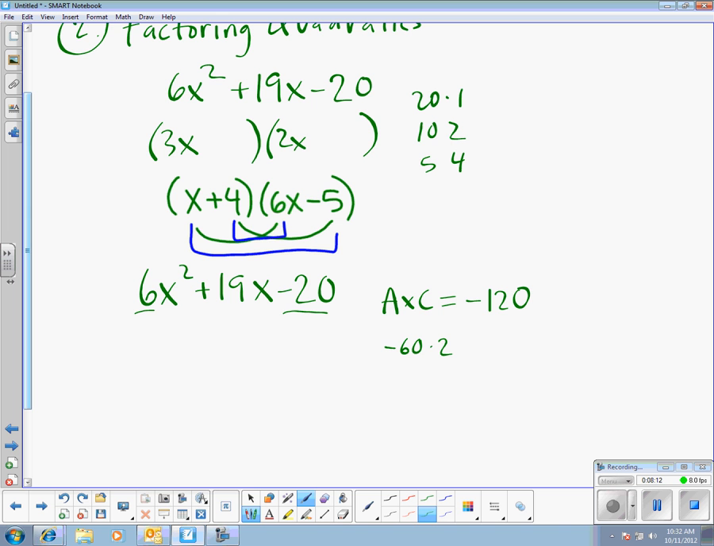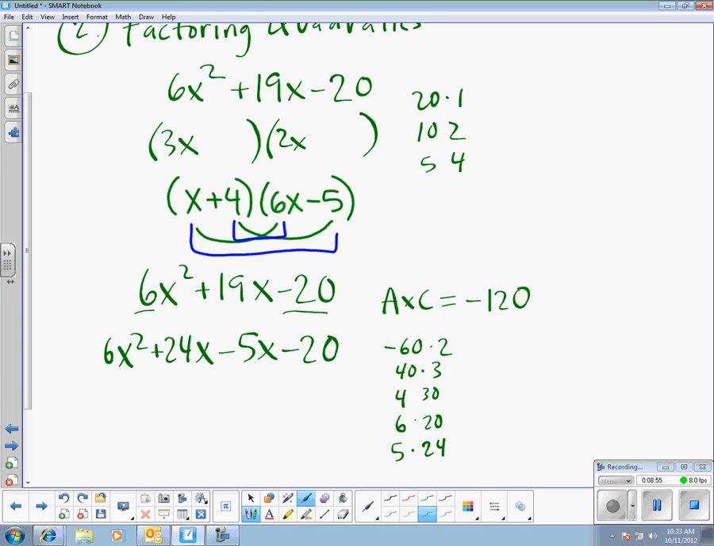I could do 3 and 40. I could do, let's see, I could do 4 and 30. I could do 6 and 20. I could do, what else goes into 120? And I could do 5 times 24. So that's the one that ends up having a difference of 19. So basically what I'm going to do now is take plus 19 and write it like this. Plus 24x minus 5x. And then just add the minus 20 onto the end.